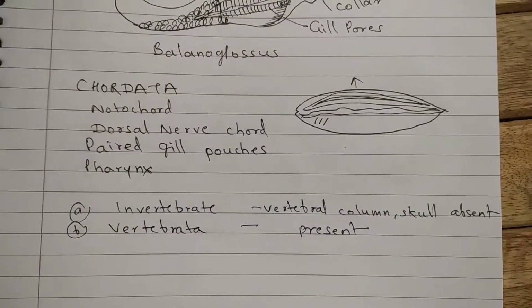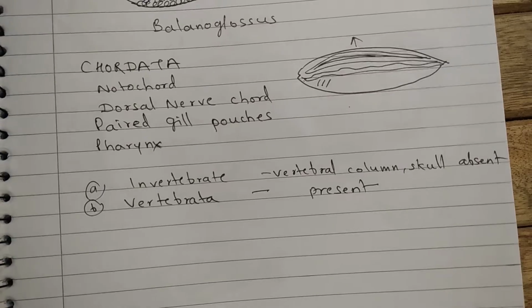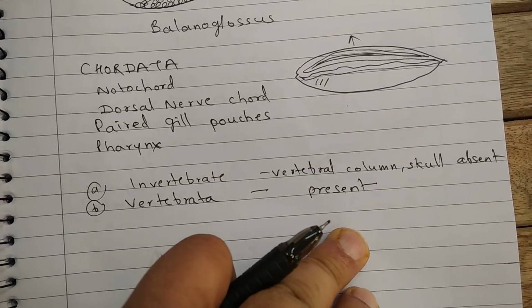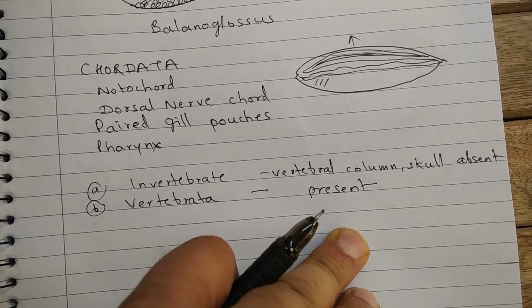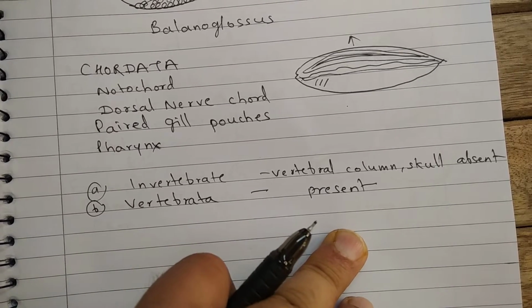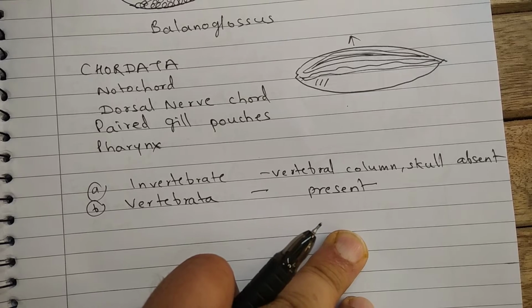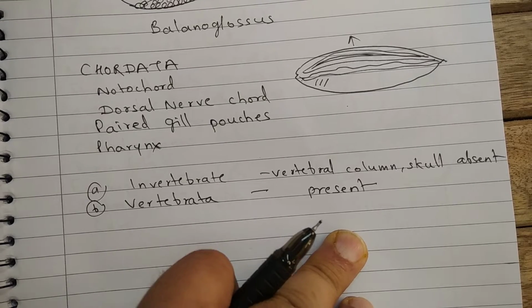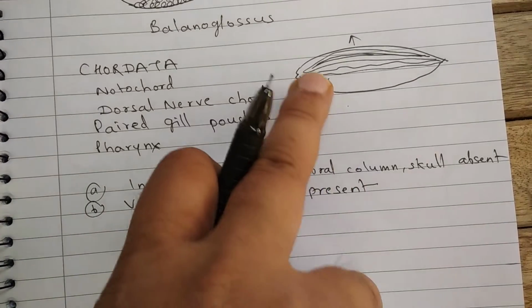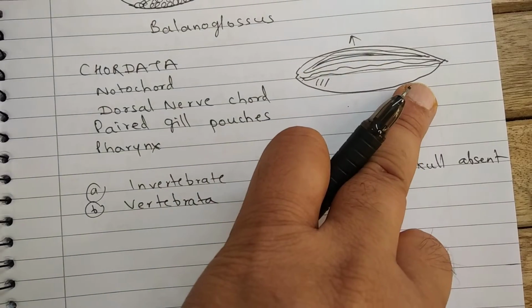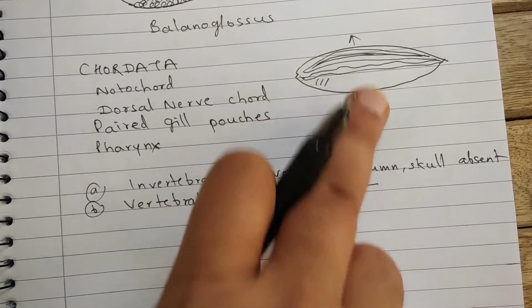Now what is the role of notochord? Notochord provides additional support for the structure. In tilted roofed houses or in old houses, you may have seen there is a central beam which takes the load of the roof. Okay, and the notochord is similar to the central beam which takes the load of the whole body.